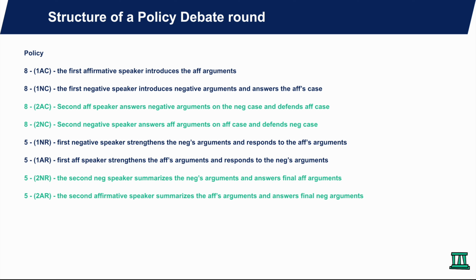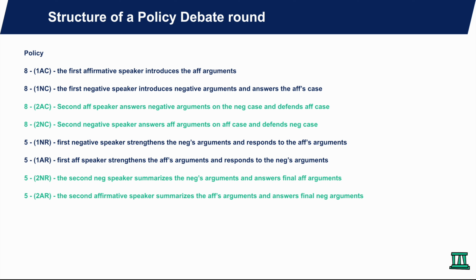After the 1NR, the first affirmative speaker will stand up and give their 5-minute 1AR, in which they will strengthen the AF's arguments and respond to the negative's arguments. After this, the second negative speaker will give their 5-minute 2NR. And because this is the last speech for the negative side, the goal of the negative speaker is to summarize the negative arguments and answer final AF arguments.